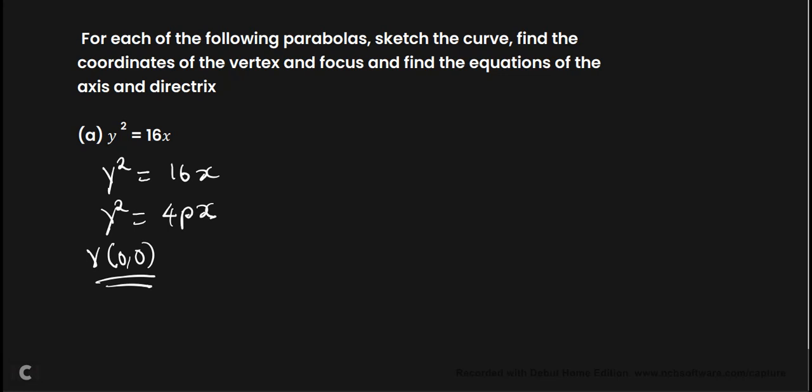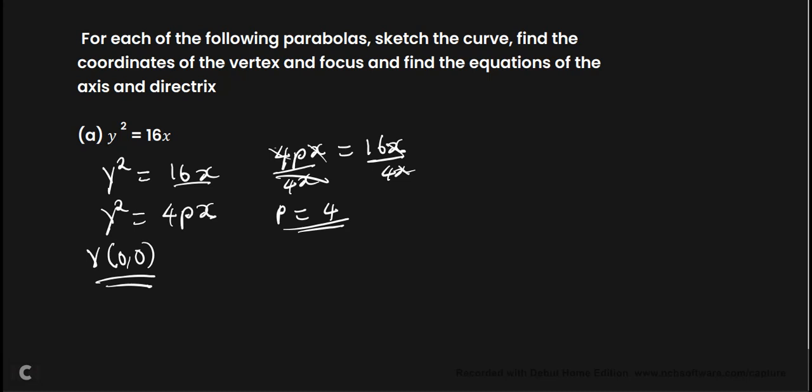After identifying the vertex, we also need to identify what p is, right? So what you do is just say 4px equates to this, which is equal to 16x. We're just finding the value of p here, which is 4x on this side and 16x on that side, and we divide. Now, what is the value of p? The value of p in this situation is 4.